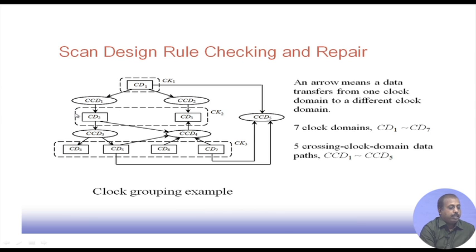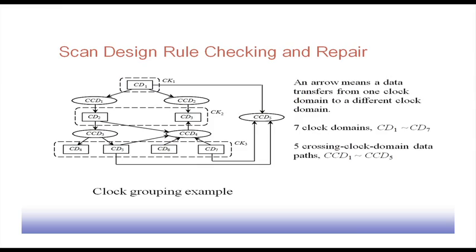So basically when the circuit is designed, at that time we may find that they are different clock domains, but having so many different clocks in the system may be problematic. The routing of all those clocks is difficult. So we may like to group some of these clock domains into a single clock, like CD2 and CD3, since they are not interacting with each other, so they can be given the same clock. Similarly, CD4, 5, 6 and 7 can be given a separate single clock.